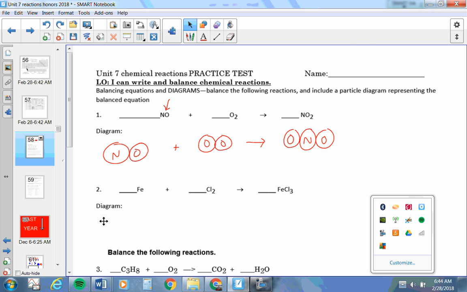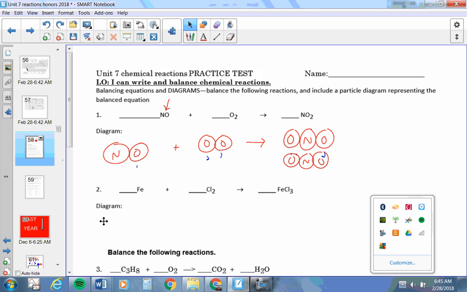When I count this up, I see that there are 1, 2, 3 oxygens over there, but only 1, 2 over there. So I can't start with 3 and end up with 2. So I know I'm going to need another one of these. Now I do have 4.